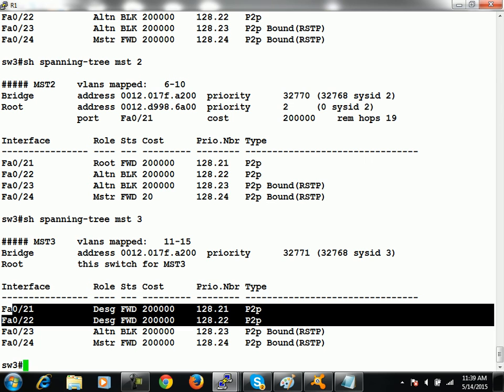In MST we can create only a maximum of 16 instances. Only this series. And this number will vary according to your platform. What is this bound RSTP means?